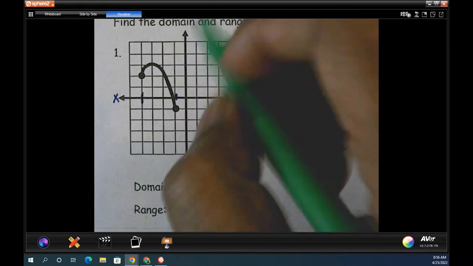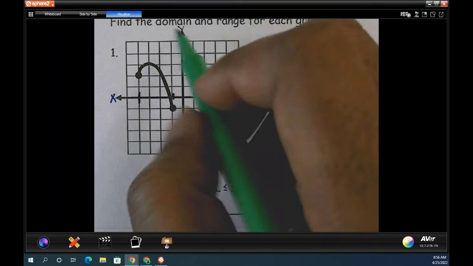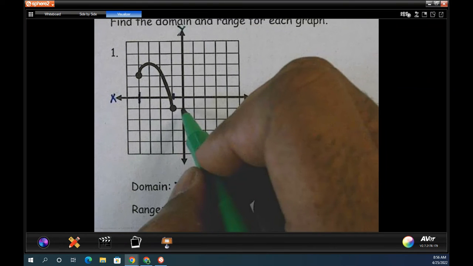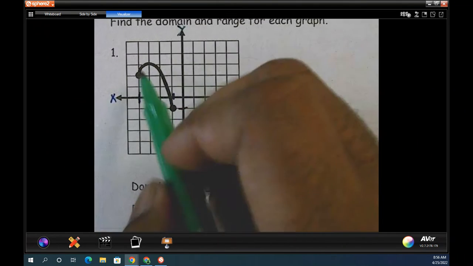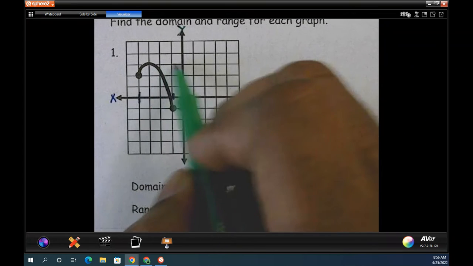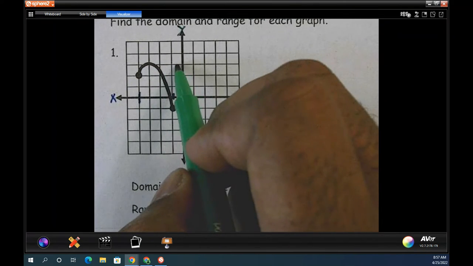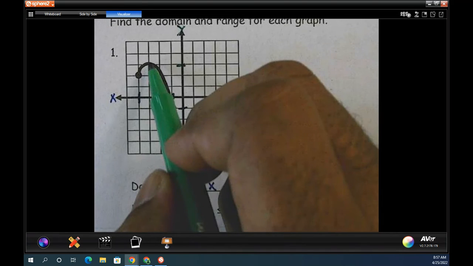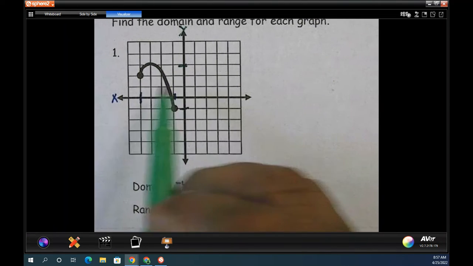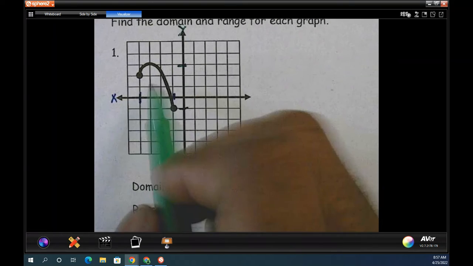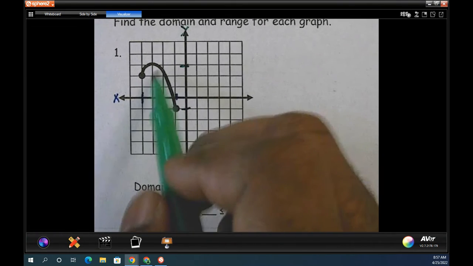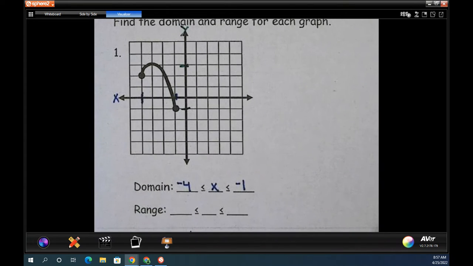All right, the range. Here's where people get confused. You're only looking at the y-axis, the one that's going vertical. So it's between here, but here's the problem. People want to go to here, but look how high it goes. It goes all the way up there and through the point, which means it's going to be equal to. Don't stop here. You're looking for how low it goes, the whole graph, and how high it goes.